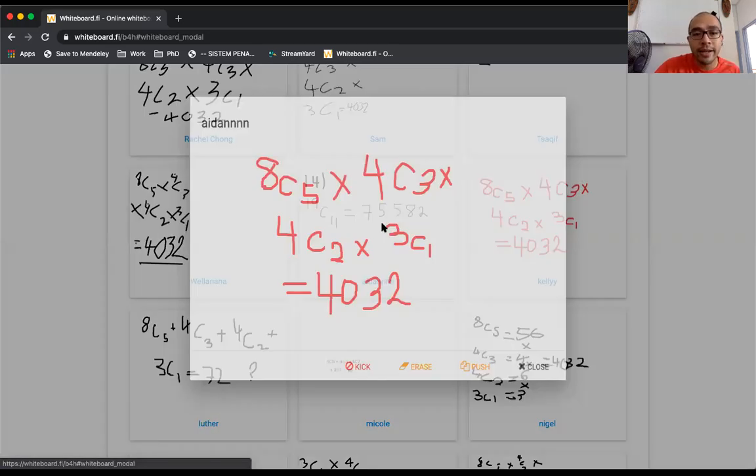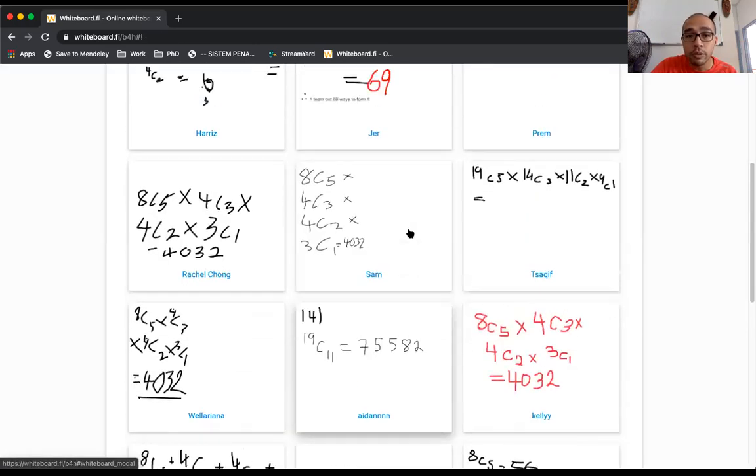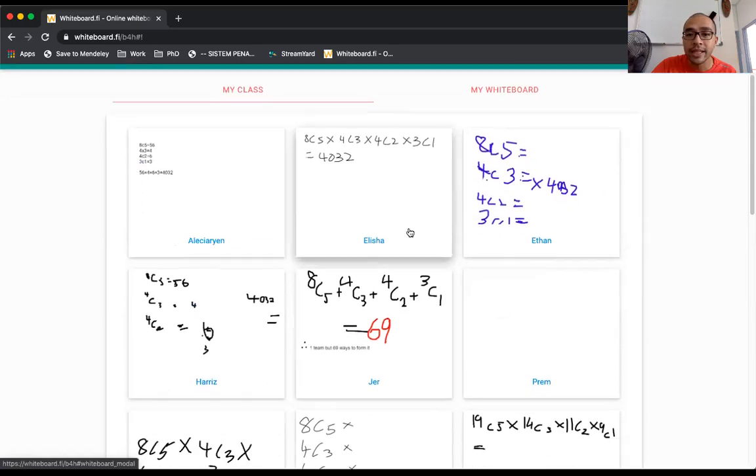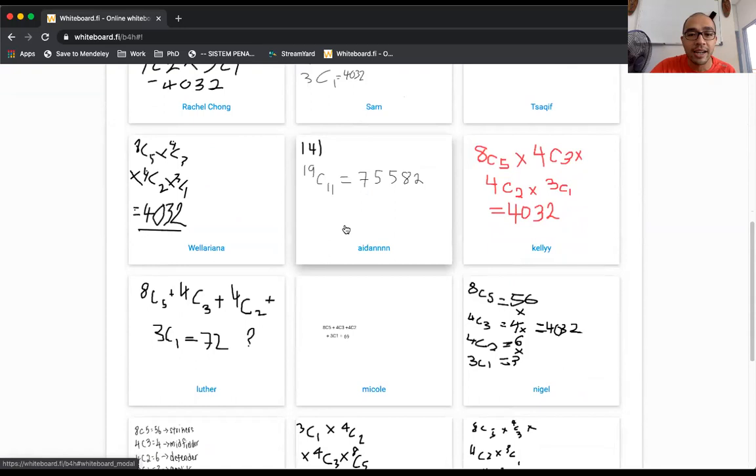Some of you, like I don't care. Okay, there are 19 people altogether, I only want to choose 11. Because I add everything, I add all the strikers available, the midfielders available, the defenders available, the goalkeepers available. I add everything, then just choose 11. Okay, so this will be 19C11, 75582. Okay, a few of you also were in the same thought process. Ethan cheating. Ethan just now was the same as I done.